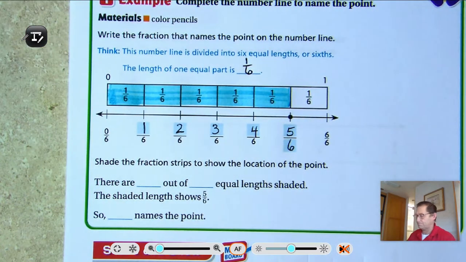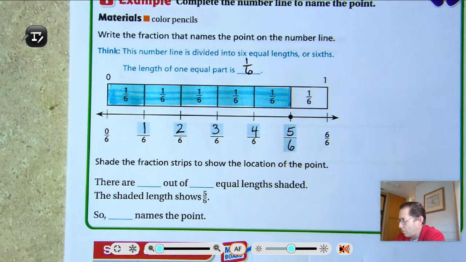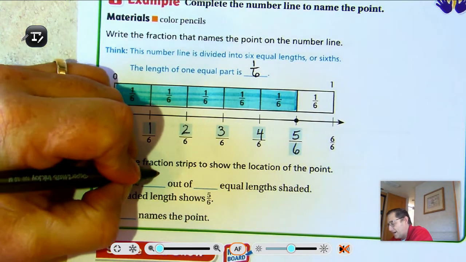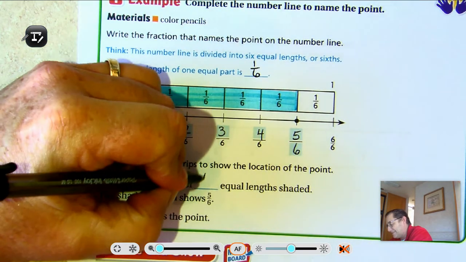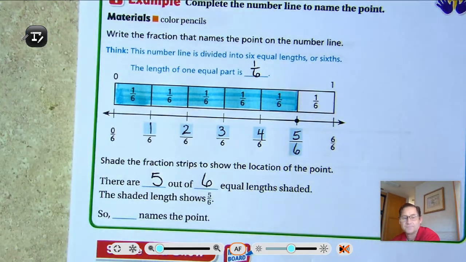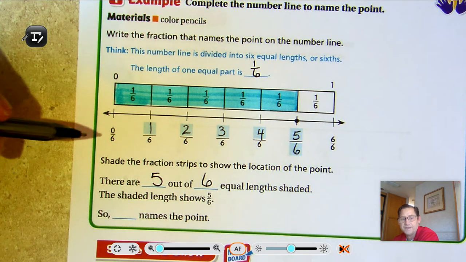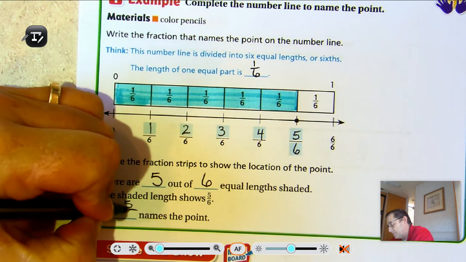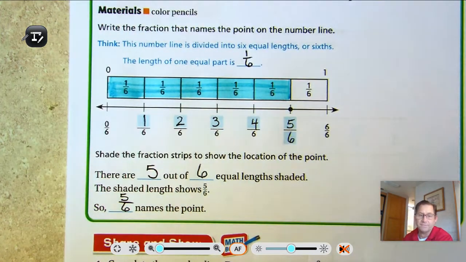All right. So how many parts are shaded? Well, 1, 2, 3, 4, 5. 5 out of the 6 equal lengths are shaded. So the shaded length shows 5/6. So our point was 5/6.